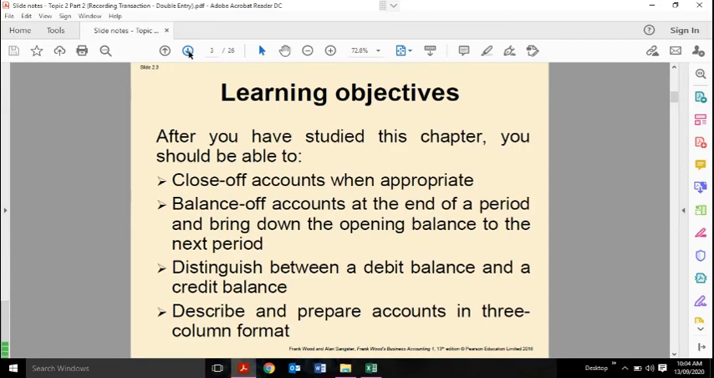After this chapter, you should be able to close all the accounts when appropriate, and balance at the end of the period, which usually will be every month, and then bring down all the opening balances to the next period. You should be able to differentiate between the debit balance and the credit balance. After that, you also need to learn how to prepare accounts in the three column format.